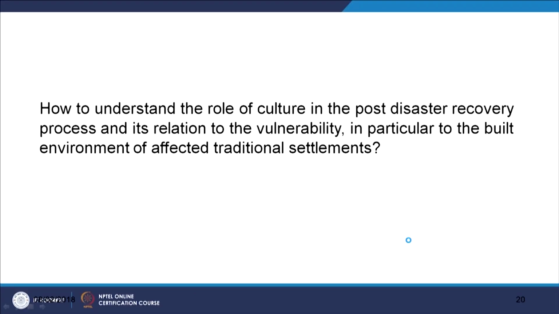How much investment do you think has been spent on the Latur earthquake, and what happens to those investments if some development is not compatible with the local cultures? So that's how I started looking at how to understand the role of culture in the post-disaster recovery process and its relation to vulnerability. Here, it was important for me to address culture, not just the role of culture in the post-disaster recovery process, but its relation to how it can reduce or increase the vulnerable situation, in particular in the built environment of affected traditional settlements.